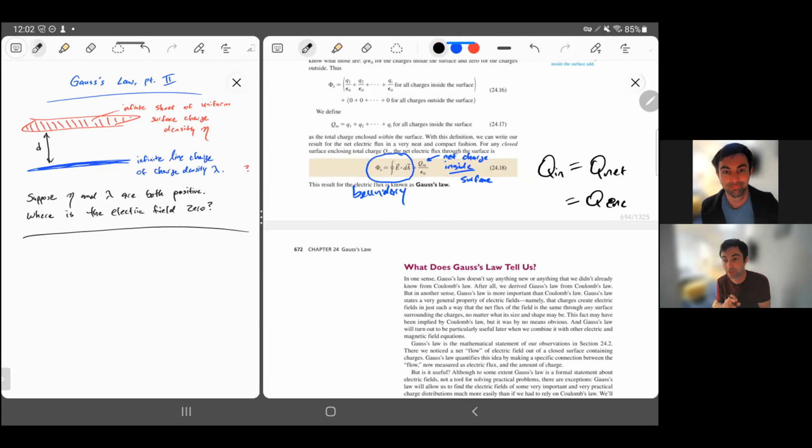You can ignore all of the charges on the outside of that surface because they have no net contribution to the flux through the closed surface. And remember that flux is positive if electric field lines are leaving the closed surface, and flux is negative if it's entering the surface. In other words, this dA vector points in the normal direction outwards, the outwards normal to the surface.